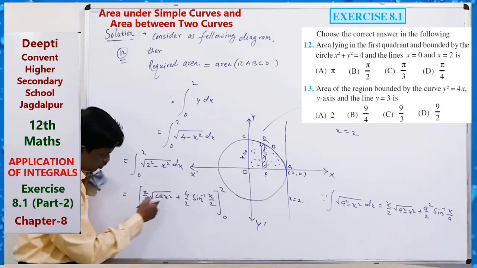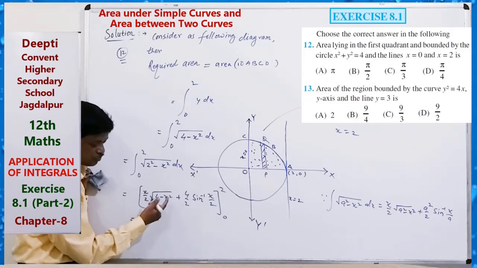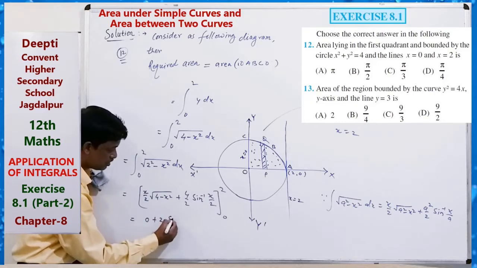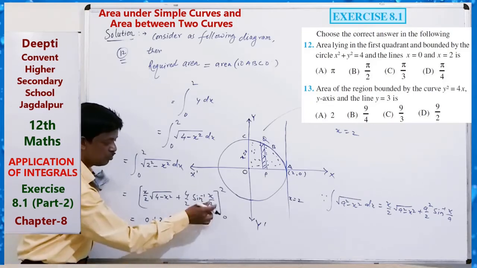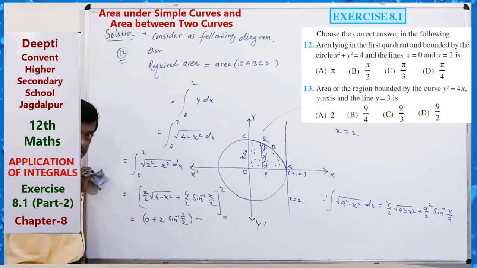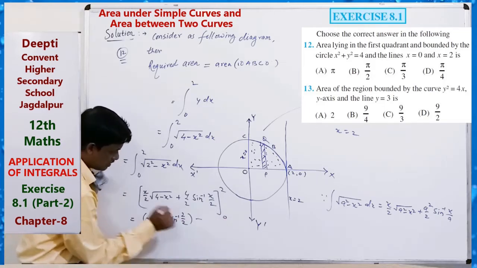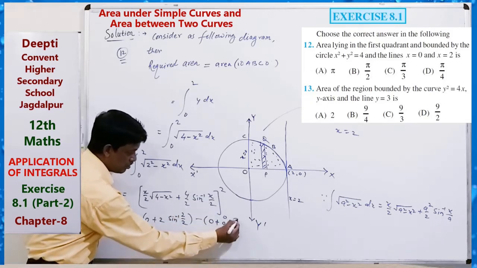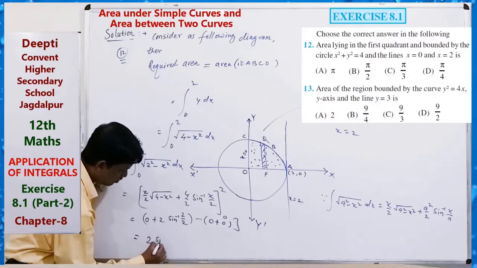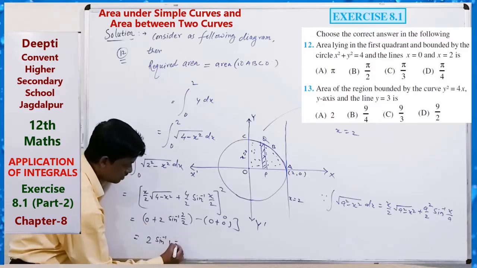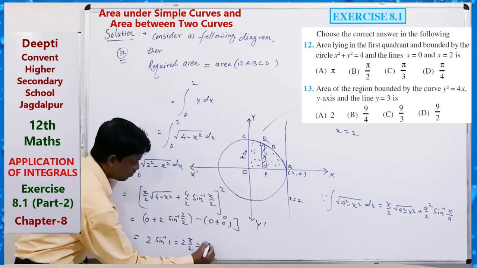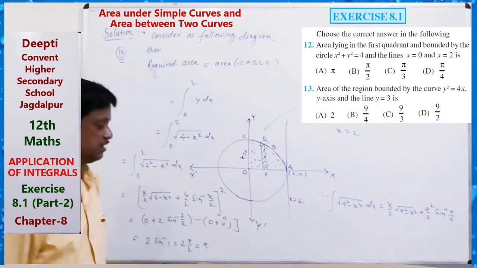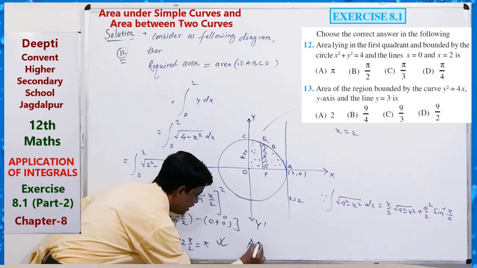When x equals 2, 4 minus 4 is 0, plus 4 by 2 times sin inverse of 2 by 2, this first part. Minus, taking 0 in place of x we get 0, plus also for sin inverse 0 is 0. So this is equal to 2 sin inverse 1, which means 2 pi by 2, so the answer is pi, which is in option A. So A is the answer. This is the answer, option A.